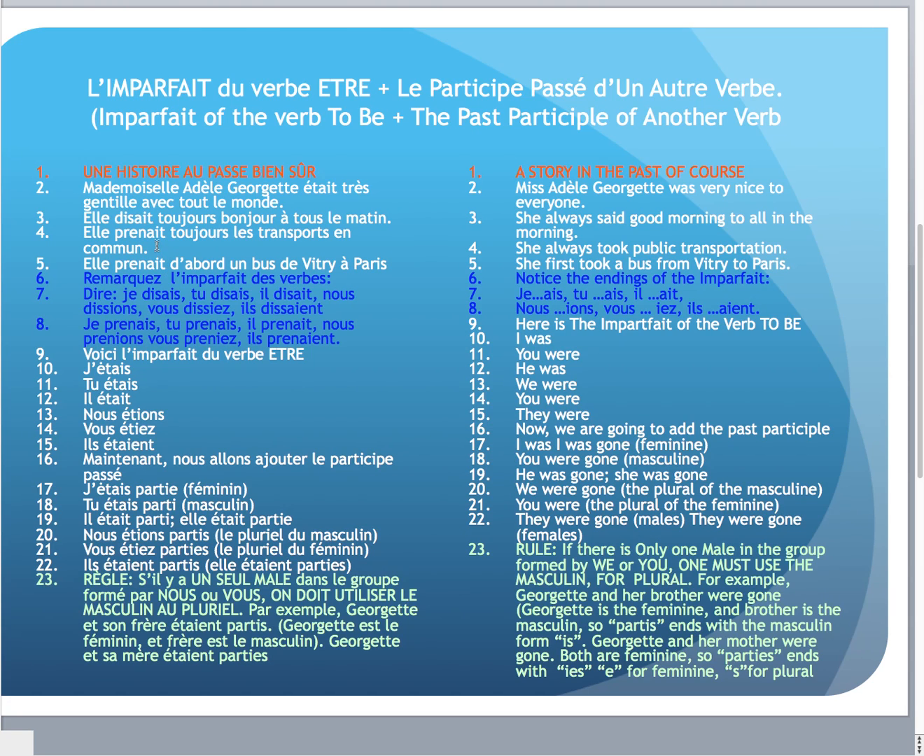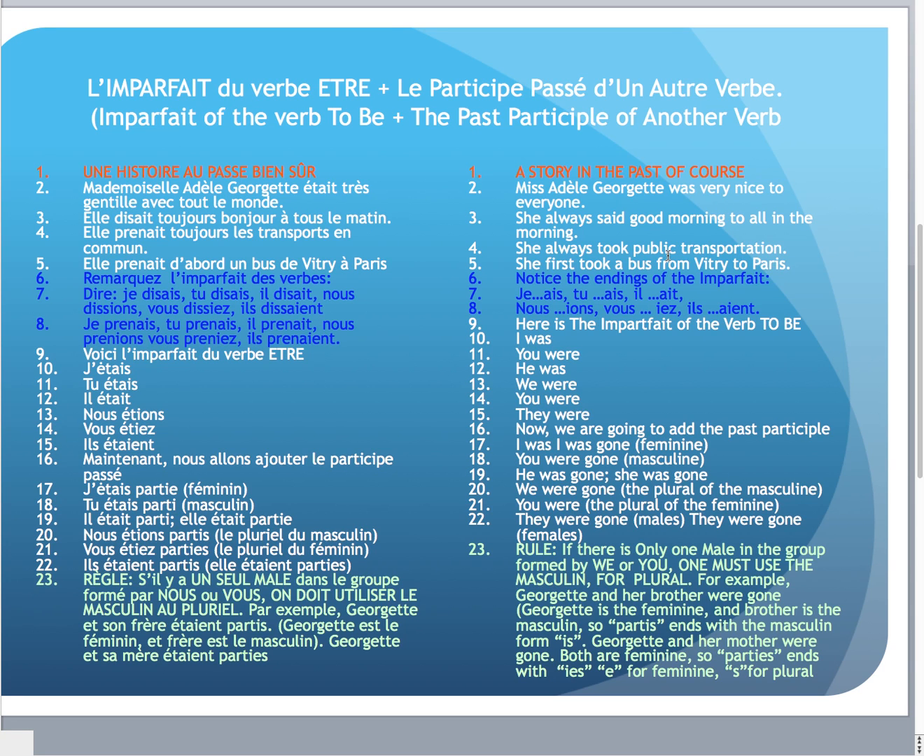It may continue in the future, it may be cancelled, but we're looking at its portion, its evidence in the past. Elle prenait toujours les transports en commun. She always took public transportation. In French, public transportation is not translated transport public. It is translated les transports en commun. You may be able to see the literal translation, but expect more often to see les transports en commun, meaning public transportation.